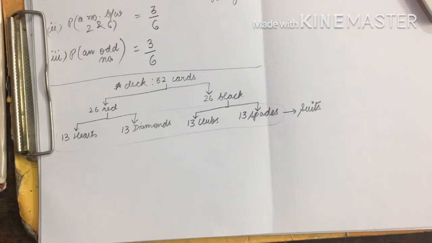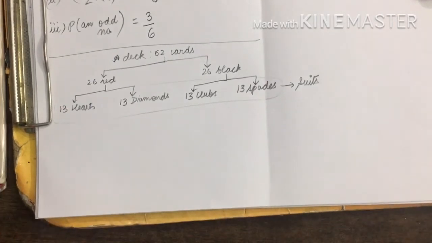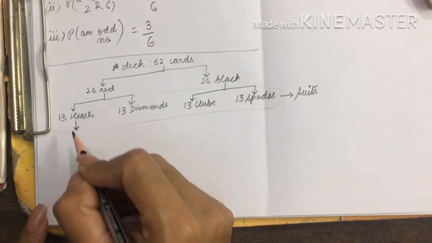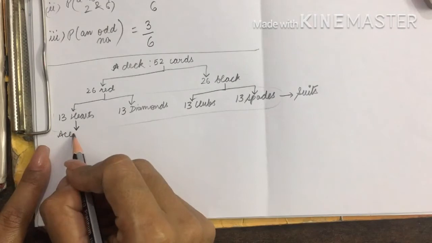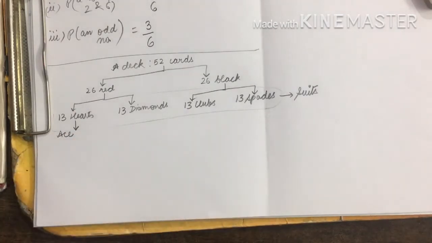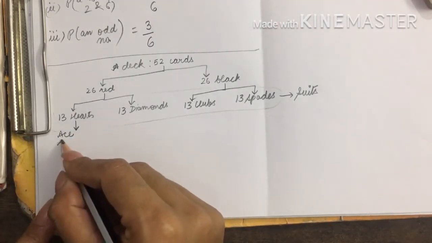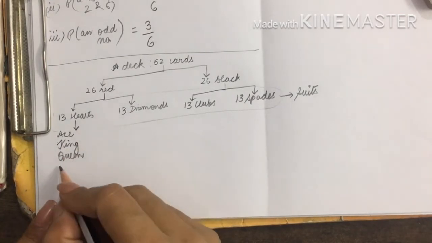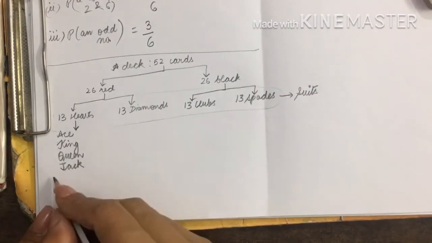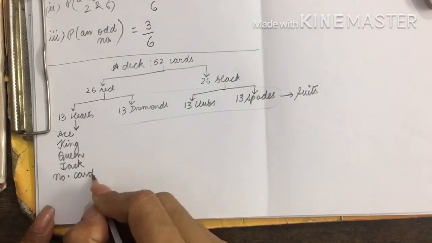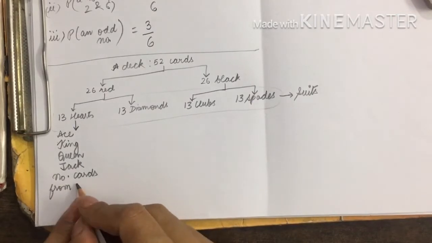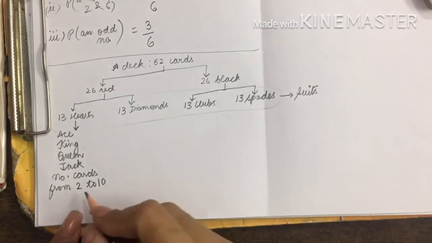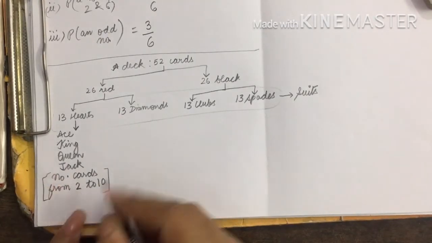In each of these suits there are 13 cards present, and those 13 cards are, we have ace, which is capital A, then we have king, then we have queen, then we have jack, and then we have the number cards from 2 to 10. So these are actually 9 cards.